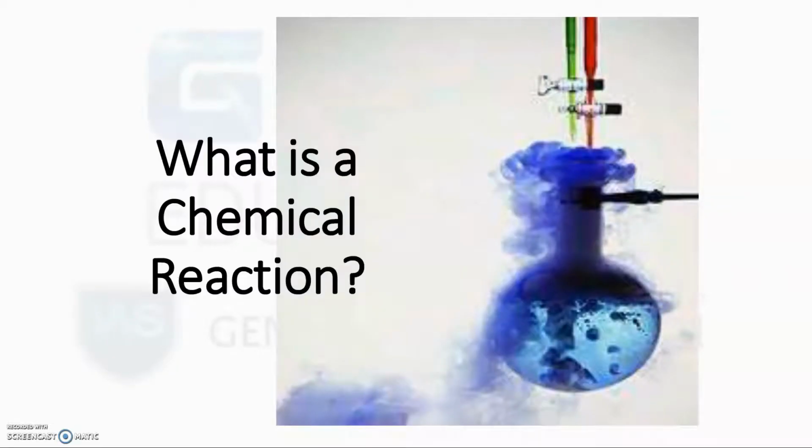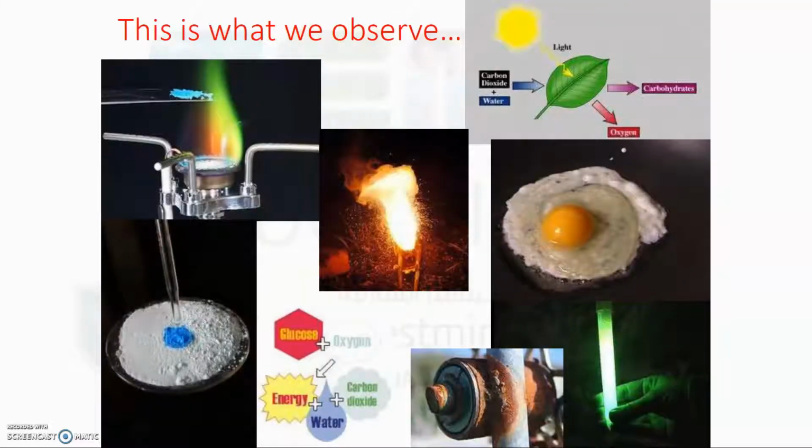So what is a chemical reaction? What do you think is a chemical reaction? Okay, a chemical reaction is a reaction in which a new substance is always formed. So in a chemical reaction, whatever happens, a new substance has to be formed. This is what we observe.